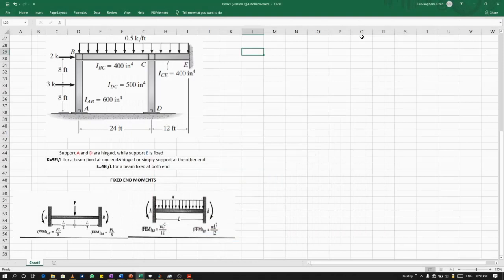Okay, so this is an indeterminate structure, a frame structure. So I'm going to be using Excel to analyze this structure. If you want to analyze this manually, there's no problem. It's still the same thing. I'm just using Excel to make the work easier and faster. So let's get started. First things first, I'm going to create a table.